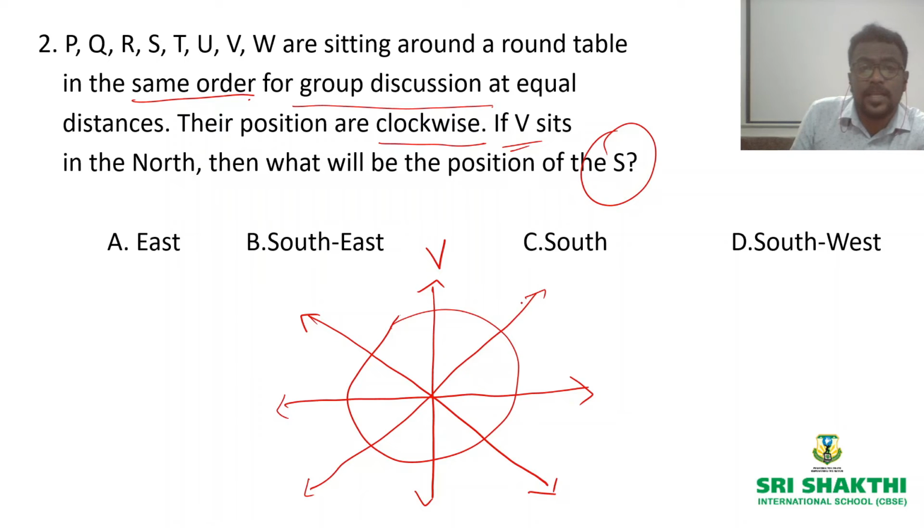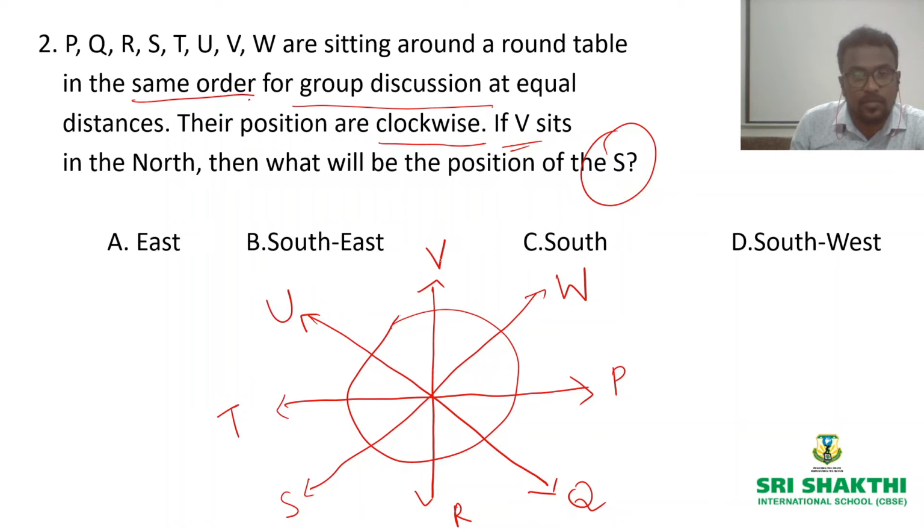Then their positions are clockwise. So we will be giving W's position over here. Then we are starting again P, Q, R, S, T, U, and again this comes to V's position, which is given in the question. Now the question is, in which position is S located, and S is over here. This is nothing but the southwest direction, and the answer is in option D.